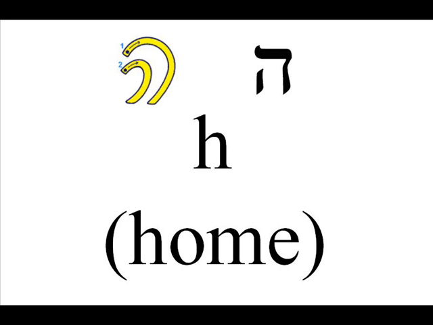Third function is that it can be used as a definite article, which means it will make the English the. For example, to say the school, in Hebrew we will use ha bet sefer. Ha is used as the, and finally it can be used as a feminine mark. For example, in Hebrew there are words in male and female, for example, actor, actress. So we add this letter at the end of the word, and it will make the feminine form.